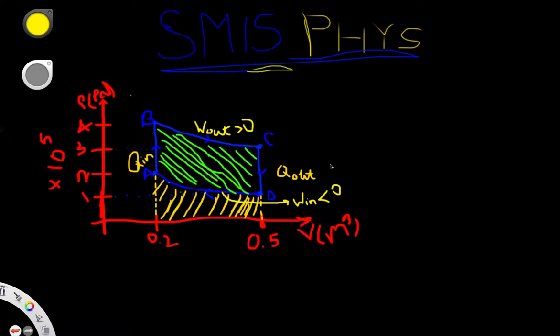And as Eddie briefly stated in his previous videos, work in a PV diagram is the area under the curve, or in this case, the total area that's occupied by this shape, by this entire cycle. And this cycle is referred to as an ABCD cycle. So in one cycle of this entire process, what is the overall work output?